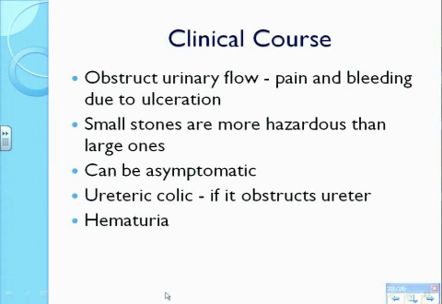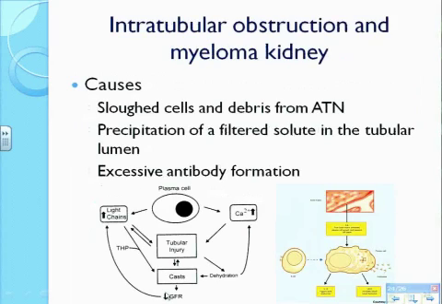Stones obstruct urinary flow and cause pain and bleeding due to ulceration. Small stones are more hazardous than large ones because they tend to stick, versus a large stone staying in the calyx. It can be asymptomatic unless it becomes obstructive, and it can also cause hematuria, which we talked to you about before. The other thing that can happen, which also causes interstitial tubular disease, is intratubular obstructions, like myeloma kidney.